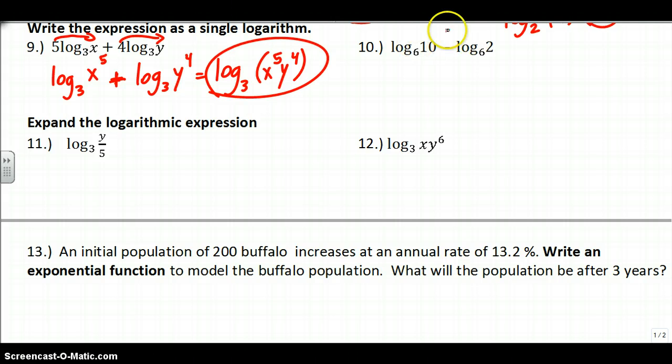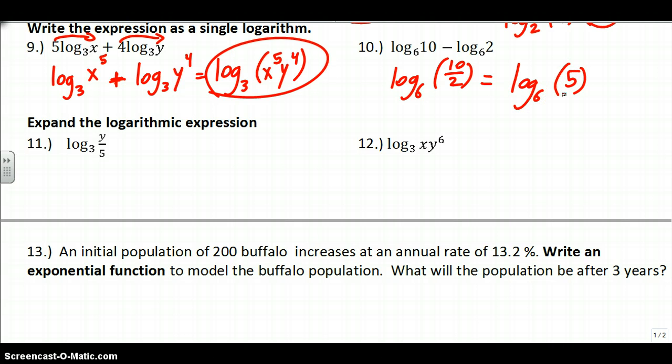Number 10, same thing, only this time I notice there's no numbers out in front of the logs, so we don't have to worry about that. Since this is subtraction, let's think about this. If addition made it multiplication, then subtraction would mean division. So that'll be 10 over 2. This will be log base 6 of, of course, 5.